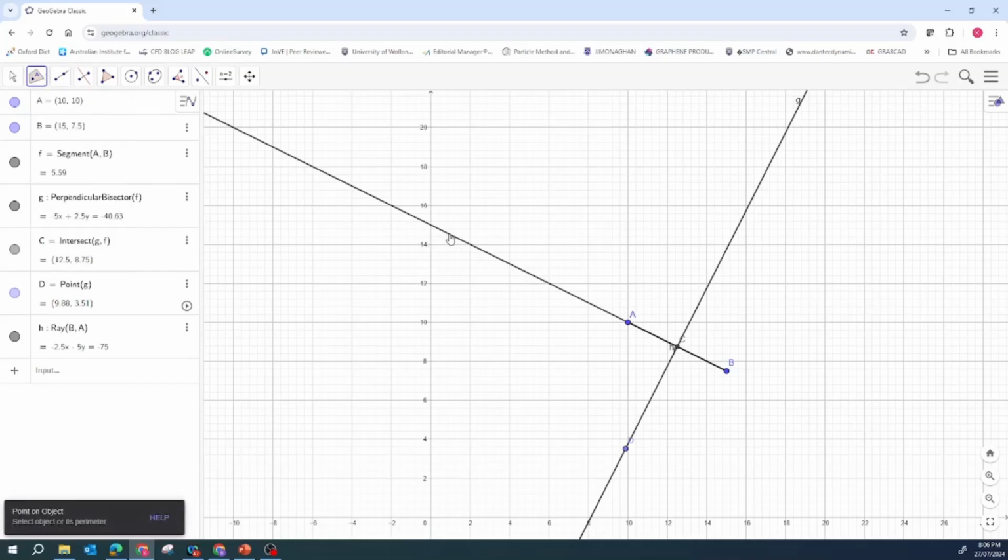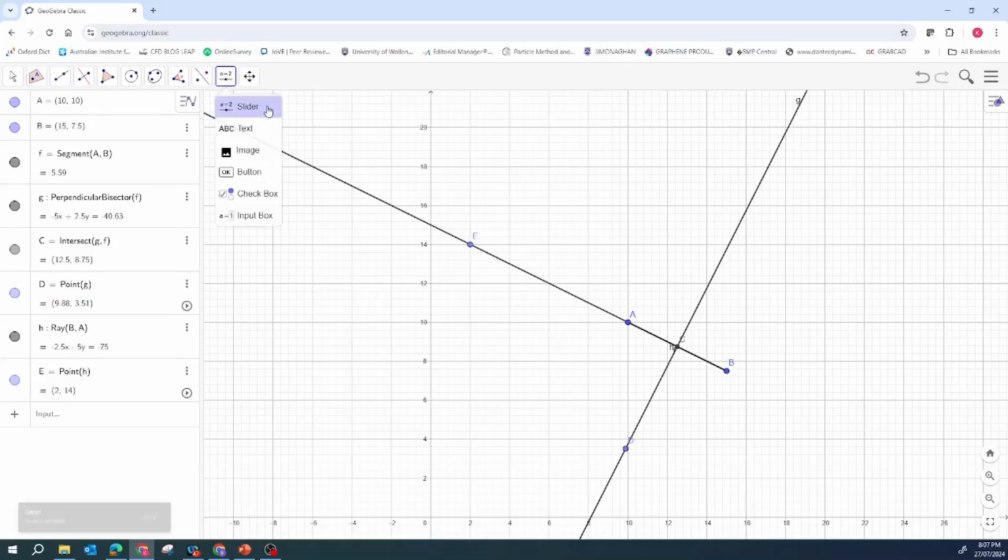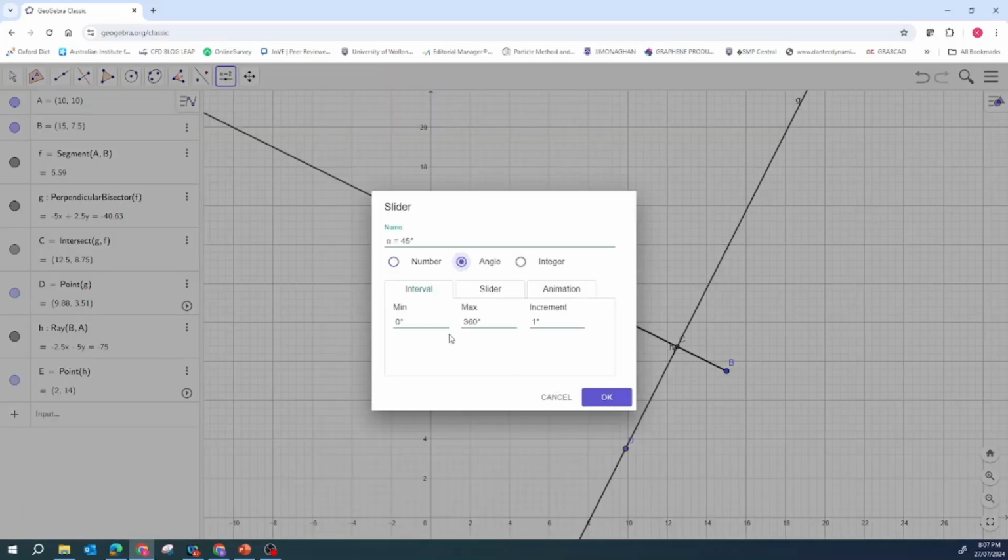Next locate the center of rotation of the link to the crank. It is on the ray line just created. You can choose anywhere as long as it is on the ray line. Next create a slider variable for the crank angle alpha.